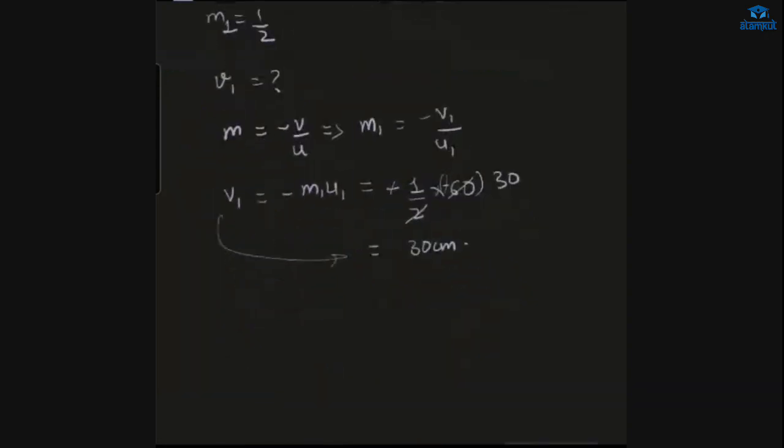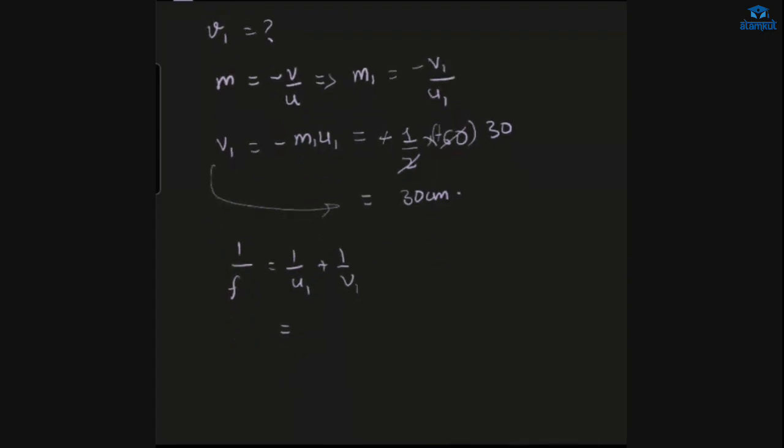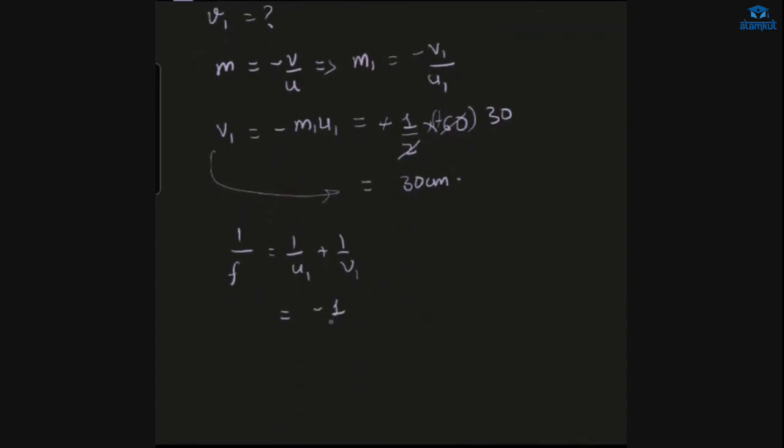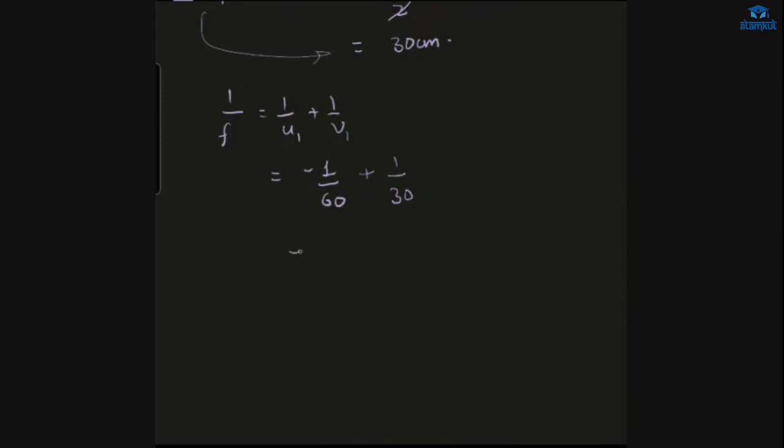Okay, let's find out the focal length of the mirror. So what will be the focal length? 1 upon f is equal to 1 upon u plus 1 upon v. f will be the same for both cases, so here we will use u1 and v1. u1 is given as minus 60, so minus 1 by 60, and plus 1 by 30. Since v is positive, we keep it positive.